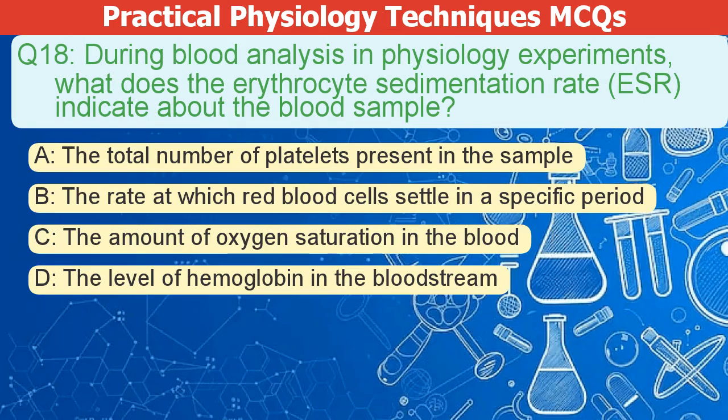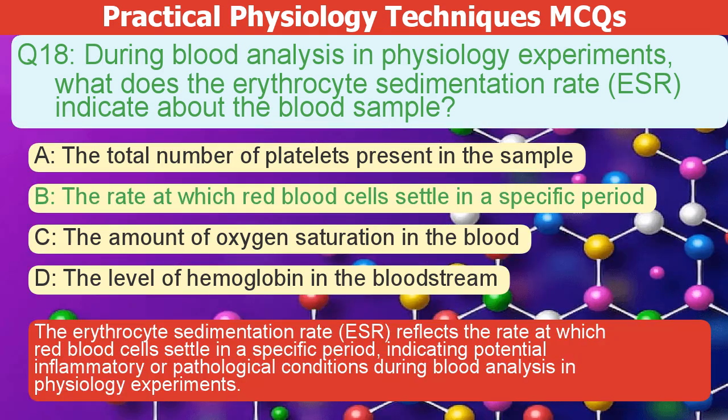During blood analysis in physiology experiments, what does the erythrocyte sedimentation rate, ESR, indicate about the blood sample? A. The total number of platelets present in the sample. B. The rate at which red blood cells settle in a specific period. C. The amount of oxygen saturation in the blood. D. The level of hemoglobin in the bloodstream.